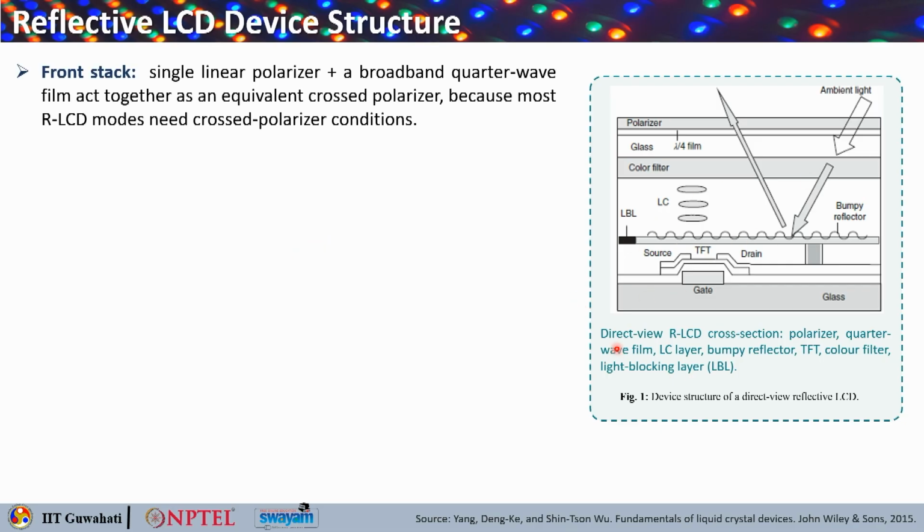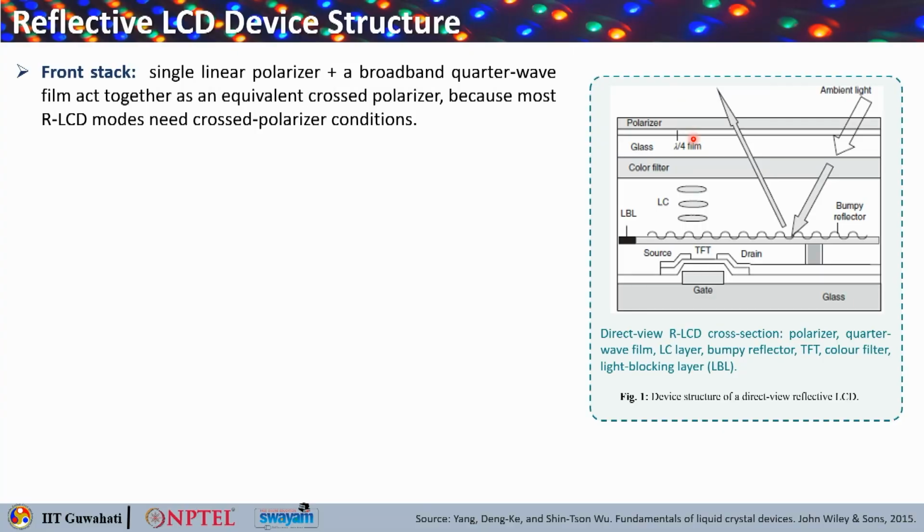So, the figure basically shows the device structure of direct view reflective LCDs. Okay. So, the front stack shows a single linear polarizer, and then you have a broadband quarter wave plate, okay, together with an equivalent crossed polarizer. Okay. And these two together, this single linear polarizer plus a broadband quarter wave film, they basically act together as an equivalent crossed polarizer, because most of the reflective LCD modes need this cross polarizer condition.